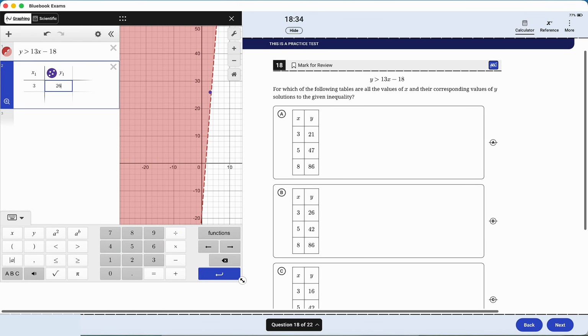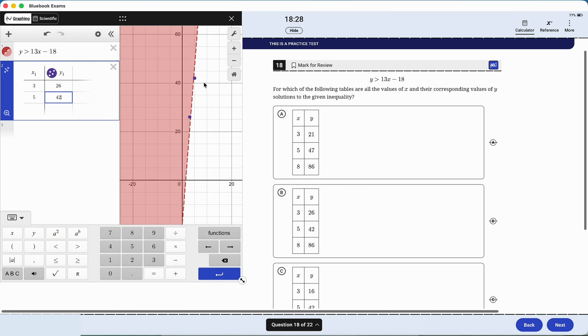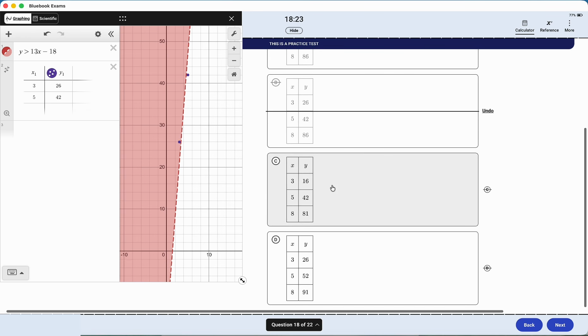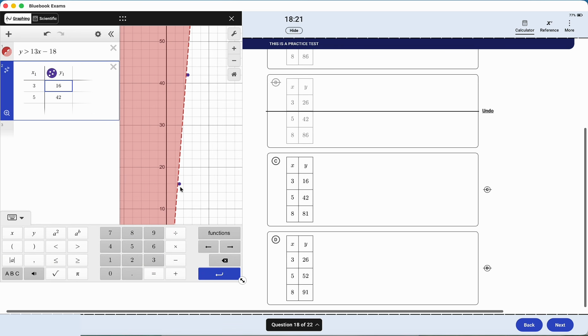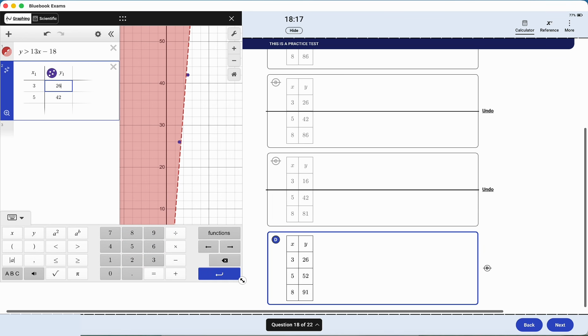3, 21 doesn't work. So I go to B, 3, 26. You see, now that's in the shaded region. So far that one's good. Next one, 5 and 42. That's outside, so B's not correct either. We can get rid of those two. Next one, 3, 16. Let me go back and do that. That's outside, so that's not it either. So it's got to be D, but I'll show you. I'll put them all in, and we'll see they're all in the shaded region.